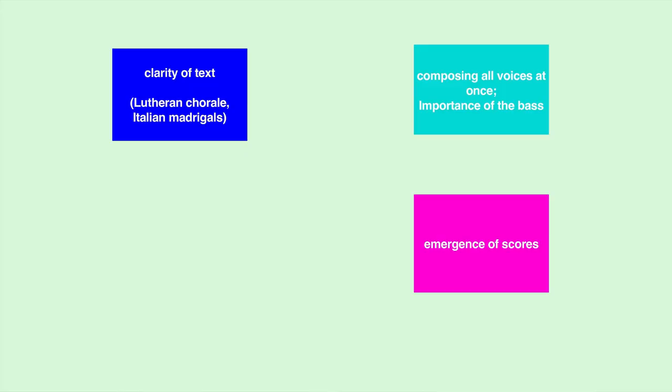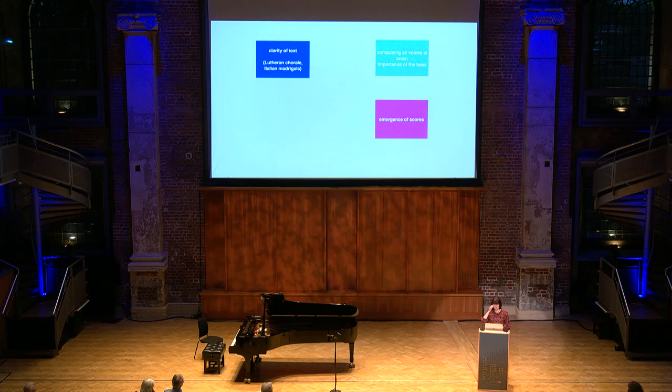Yeah, so he already gives you a spatial metaphor of how to fit in voices between these two things, and gives you an idea of a kind of vertical dimension. So the third thing that I would introduce is the emergence of scores itself.